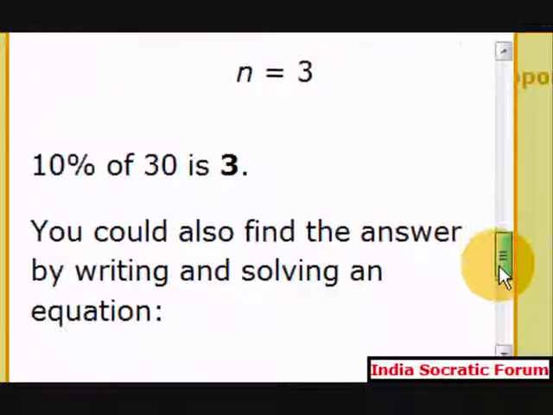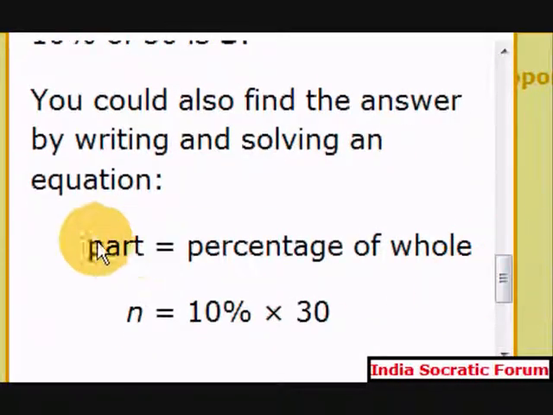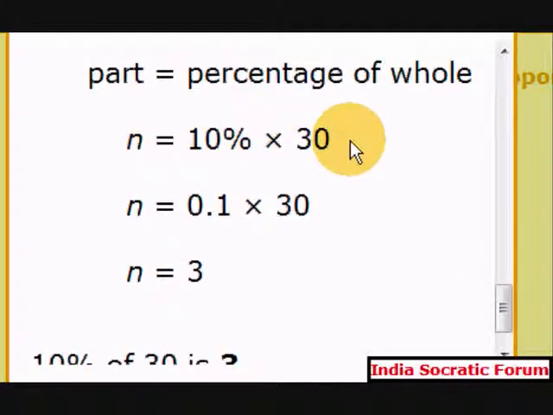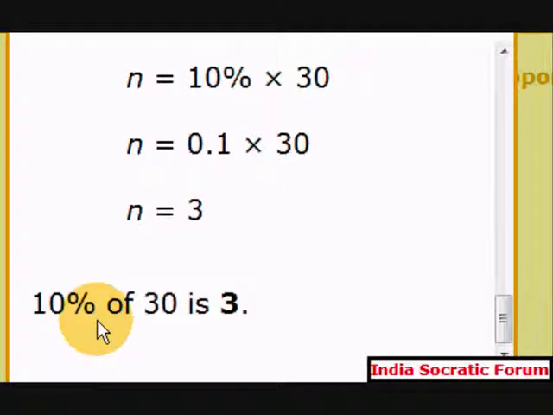Good job. The second method, 10% of 30 is 3. What is the second method? Part equals percentage of whole. n equals 10% multiplied by 30. 10% is 0.1. So n equals 3. 10% of 30 is 3.